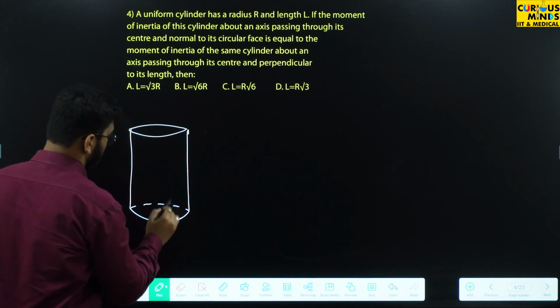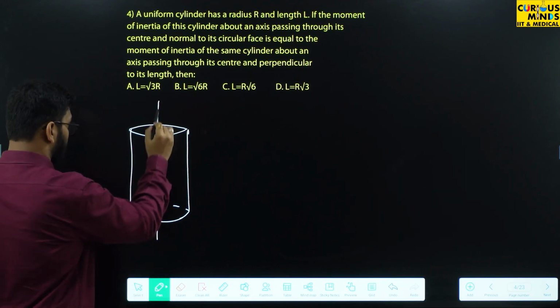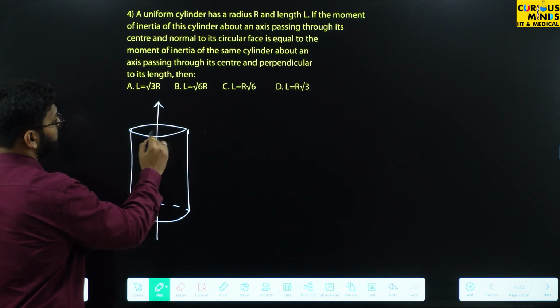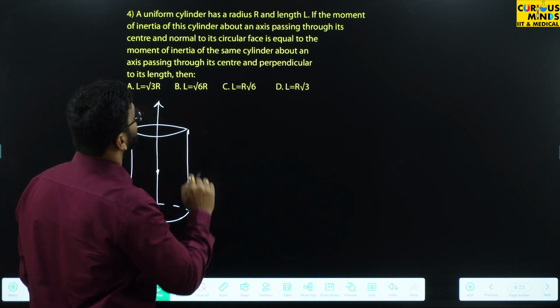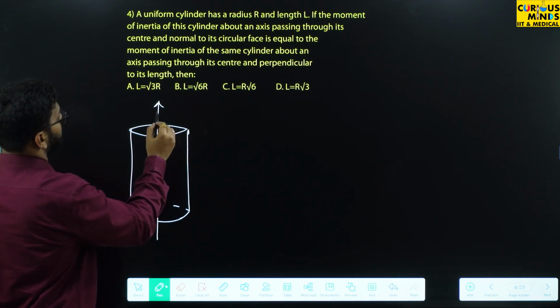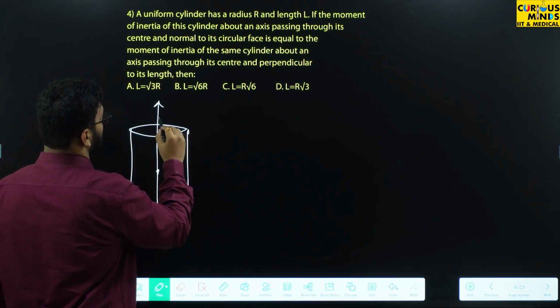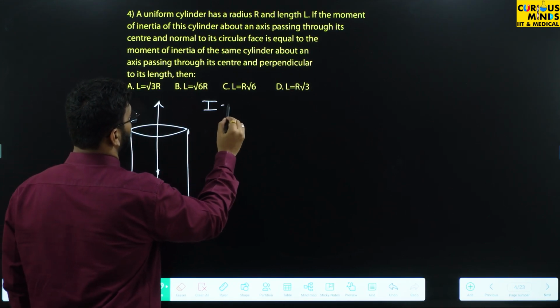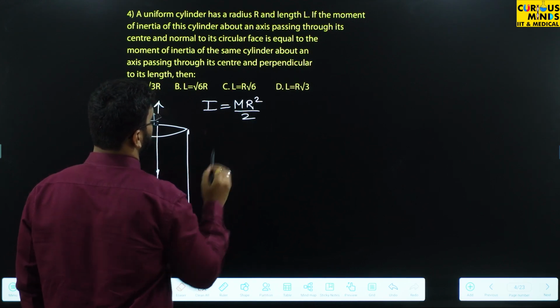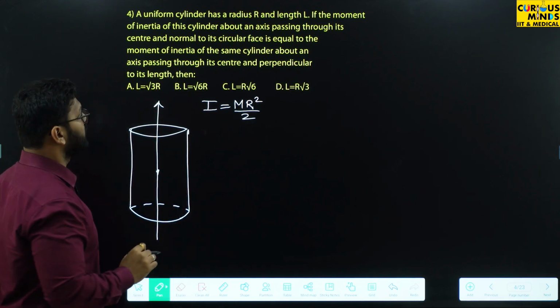There is this axis passing through the center of this and perpendicular to one of its faces, and normal to its circular face. So what is this moment of inertia? This is a solid cylinder, so I is equal to mr square by 2. This is the moment of inertia, we know already this.